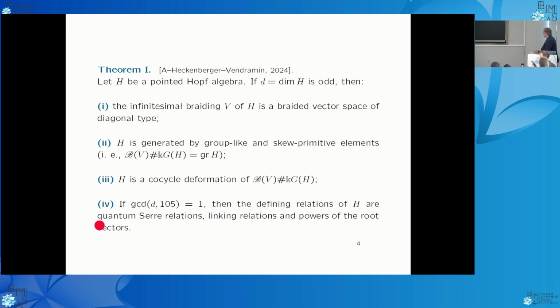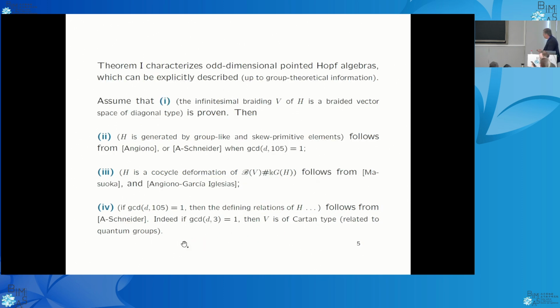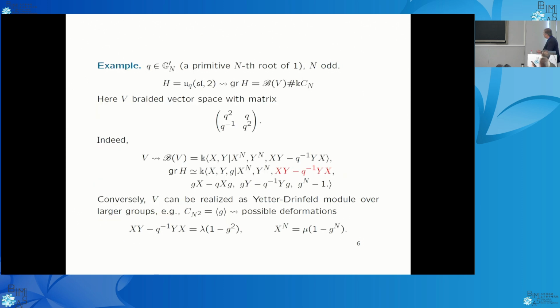And they are either quantum Serre relations, linking relations, which I will not explain, and powers of the root vectors, which I will also not explain. So this is, in some sense, our main result. What does it say? I will explain in the next slide what it says.